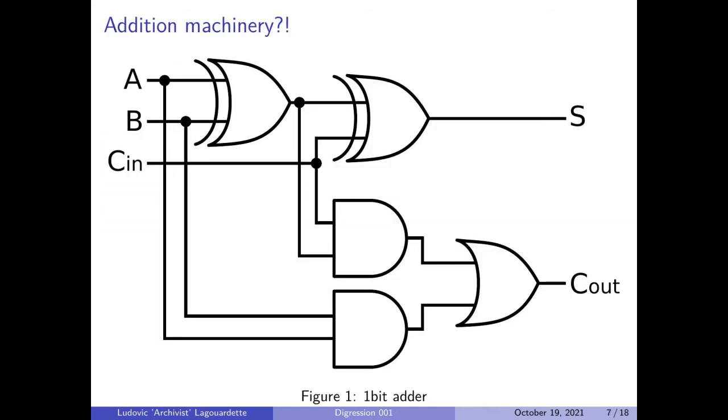So what is that addition machinery we're talking about? Here you have an adder, takes two inputs, A and B, and returns an output, S. And it also takes a carry, in case we have another adder, and it outputs a carry, in case we have another adder after it.